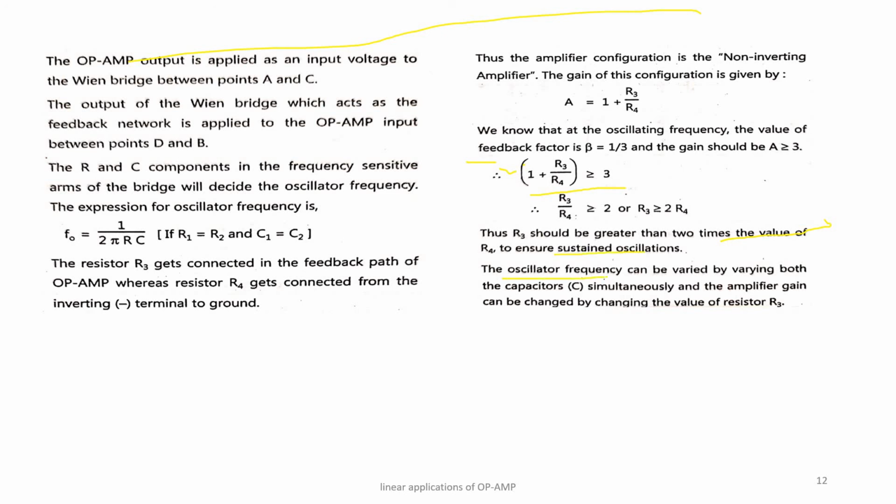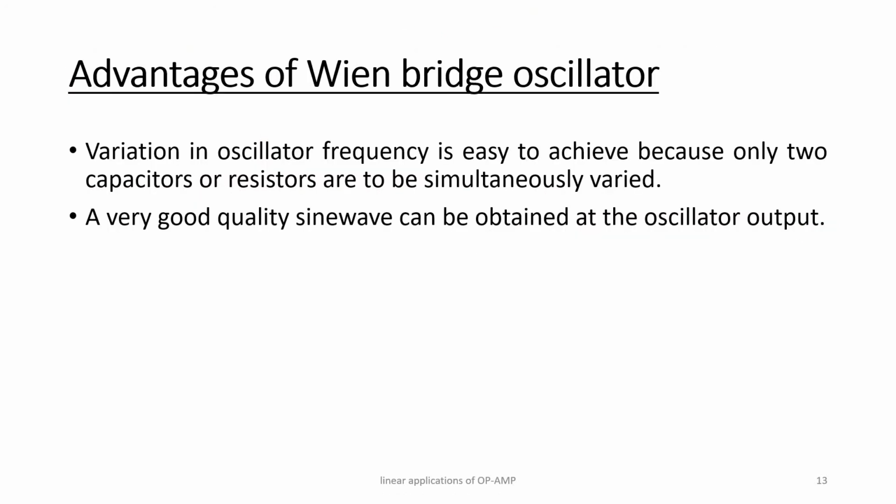The oscillation frequency can be varied by varying both the capacitors C simultaneously, and the amplifier gain can be changed by changing the value of resistance R3. Now, next are the advantages of the Wien bridge oscillator. Variation in the oscillation frequency is easy to achieve because only 2 capacitors or resistors are to be simultaneously varied. In a phase shift oscillator, we have to change 3 of them at a time. And second, a very good quality sine wave can be obtained at the oscillator output.